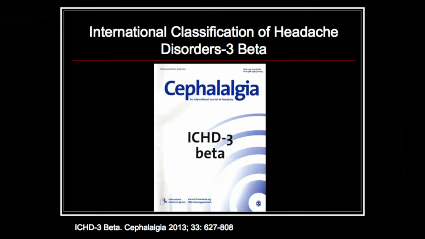The International Headache Society has developed the International Classification of Headache Disorders 3 beta version, and this is really the Bible of diagnosis of migraine. This is actually the third rendition. The first rendition was in the late 80s, the second was in the early 2000s, and now this is the third version. This provides us the template for diagnosing a variety of headache disorders.